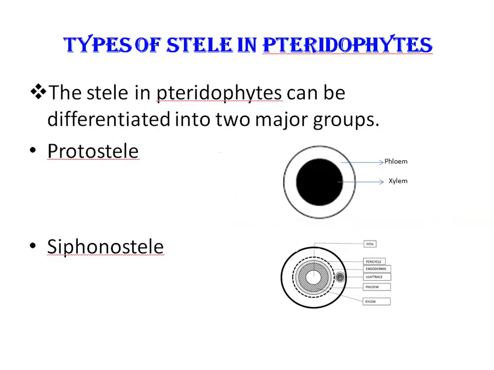Now, stele in pteridophytes can be differentiated into two major groups, protostele and siphonostele. Protostele is the simplest and most primitive type of stele. In protostele, the vascular bundle is a concentric solid mass, and the central core of xylem, you can see here, is surrounded by a layer of phloem and finally surrounded by a layer of pericycle. Siphonostele is a modulated protostele.